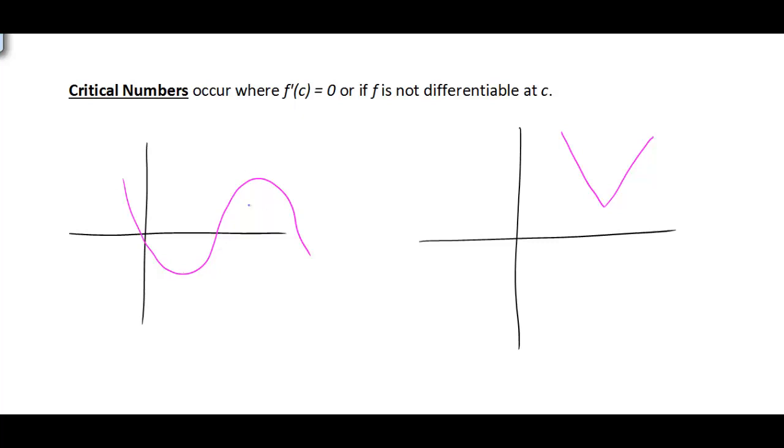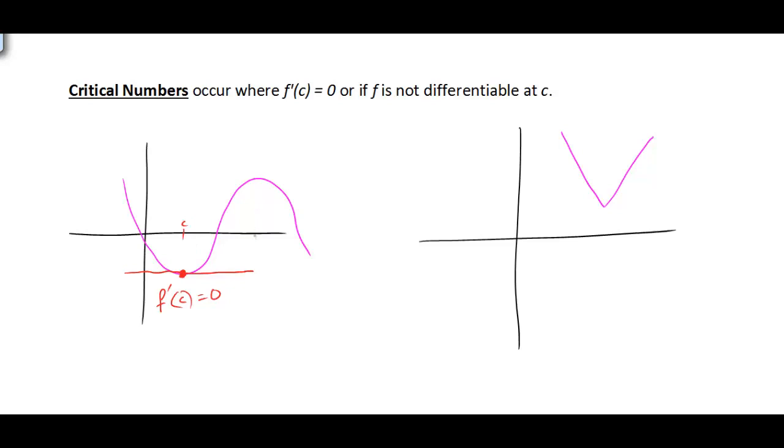So if we look here below, we have a graph. Where is the derivative of this graph going to equal 0? Well, keep in mind the derivative is the slope of the graph, and if the slope is 0, remember that's where we have a horizontal tangent line. We're going to have a horizontal tangent line right here where our graph changes directions, where we would have a slope of 0. That means your derivative at this point is 0. So this point here would be a critical number.